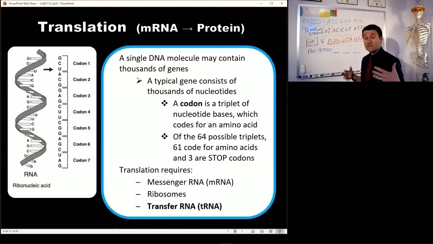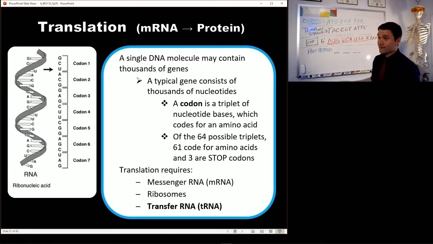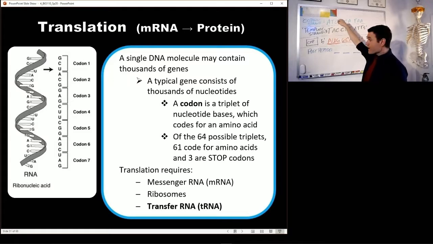That process requires going from nucleic acid language to amino acid language. That means we're going to need some kind of molecular interpreter. And our molecular interpreter is another kind of RNA molecule, which is called transfer RNA or tRNA. So transfer RNA is what actually reads this message 3 letters at a time and then knows which amino acid to put in this polypeptide chain.